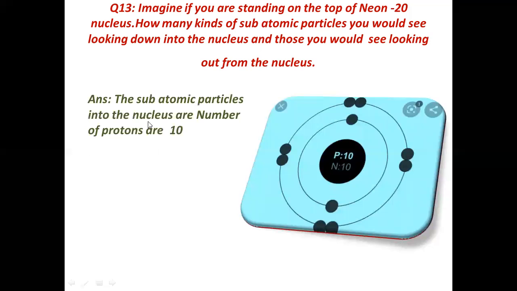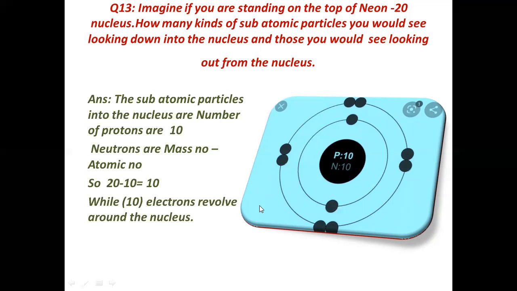So the subatomic particles in the nucleus are protons, which are 10, and neutrons we can find out by subtracting the atomic number from the mass number. Neon 20 means that the mass number is 20. So 20 minus 10 equals 10, number of neutrons is 10. While 10 electrons revolve around the nucleus. The electrons are present outside the nucleus. So we will write 10 electrons revolve around the nucleus.